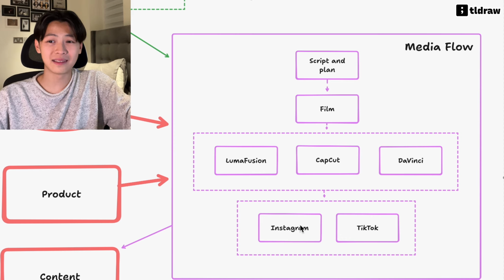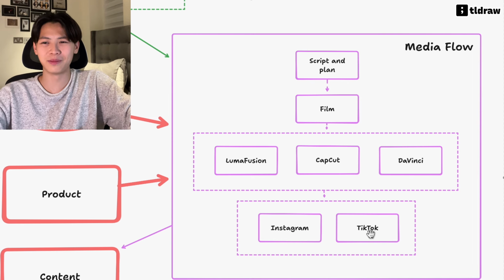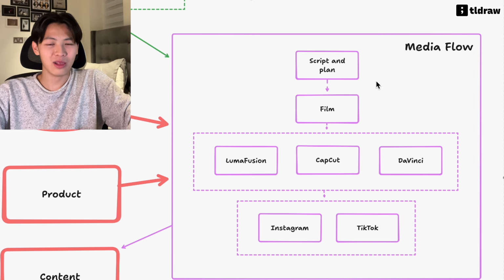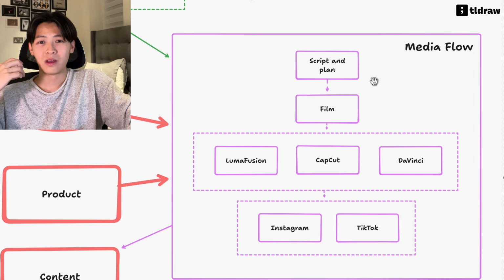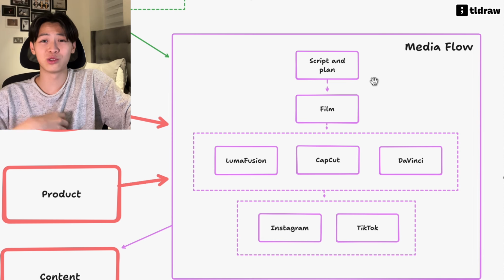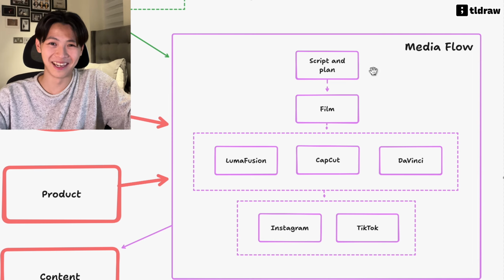So the end place is Instagram and TikTok for now. There are other things like YouTube and Reddit, but those are not too important. The first thing I have to do is script and plan my entire video, which takes a lot longer than you probably think, because I have to think about virality, which includes hooks and just general content. People literally take an entire course in marketing just to get this bit right.